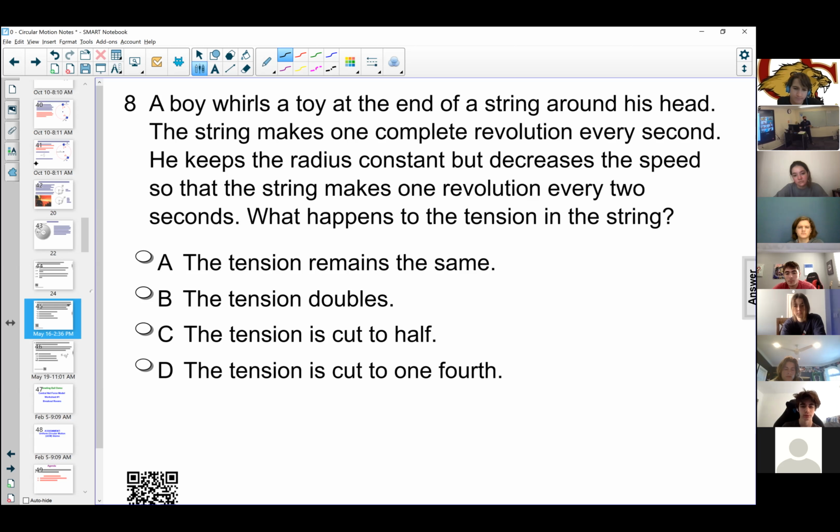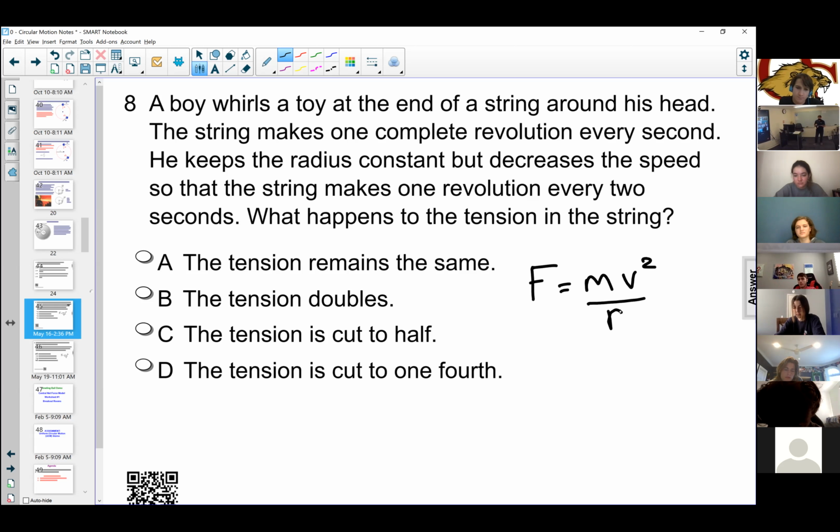You've seen the answer because it was circled, but I want to make sure we understand how that answer is true. If we go back to the force equation we learned today, it says here that the boy is keeping the radius constant, so that stays the same, and the toy's mass would not change.